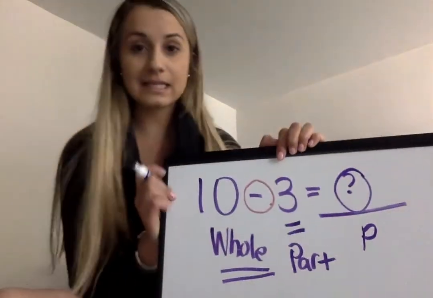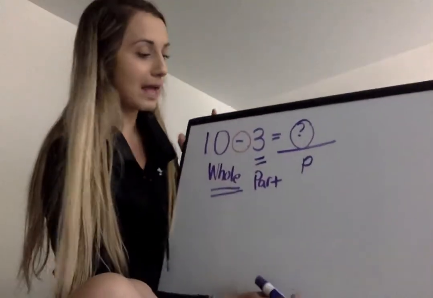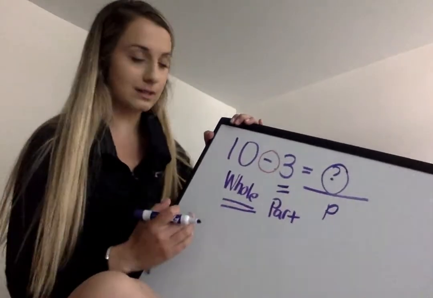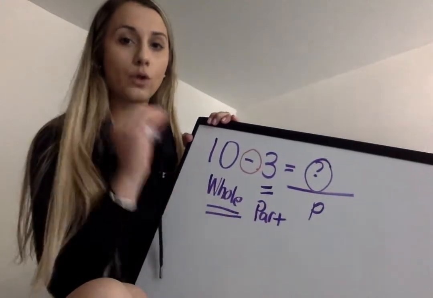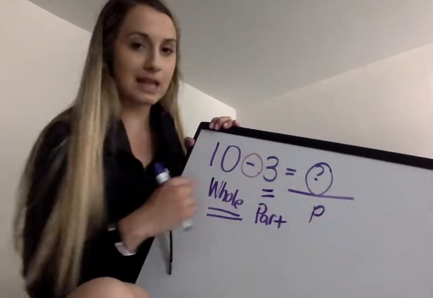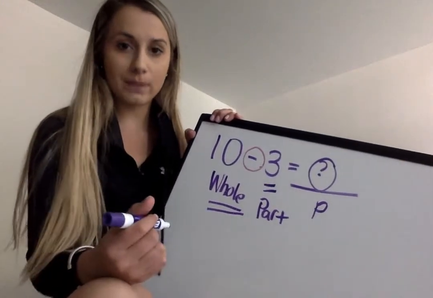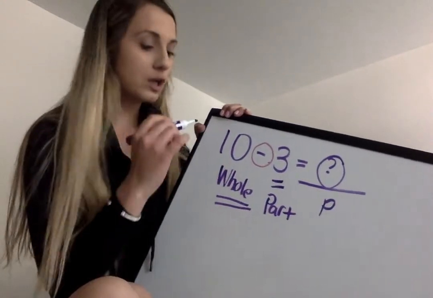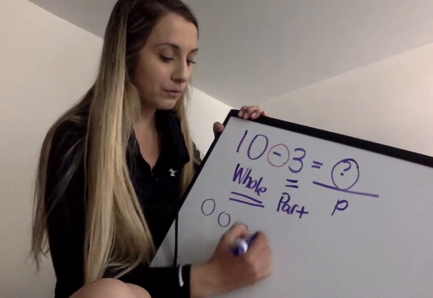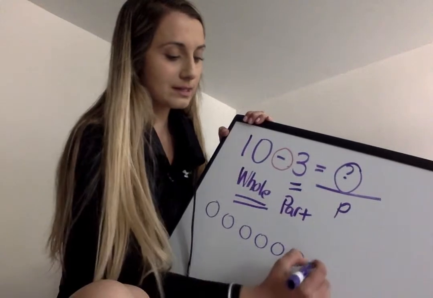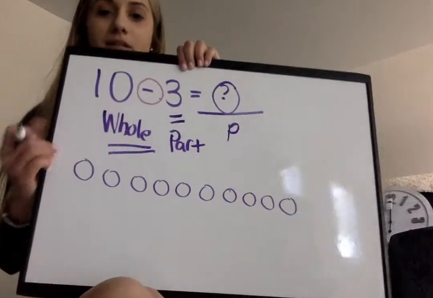The easiest and most efficient way to do this is by drawing a picture. This will really allow you to visualize the subtraction sentence and find your answer. So when looking at a subtraction sentence, we're always going to draw the biggest number or the whole number to start with. In this sentence, 10 is the biggest number. So on your piece of paper with your pencil, I would like you to draw the number 10 using circles. So you'd go 1, 2, 3, 4, 5, 6, 7, 8, 9, and 10.